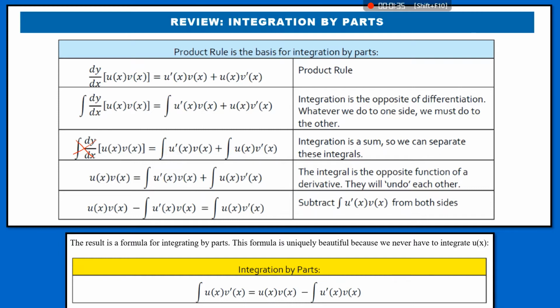If that's true, then I should be able to move either of these to the other side and get an equation. So I'm going to move this one by subtracting that integral from both sides: minus integral u prime v, minus integral u prime v. This one will cancel, and I'm left with the integral of uv prime is equal to uv minus the integral of u prime v, or integration by parts. Any questions on how we got here? No. Okay, so you guys are familiar with this and you've used it before.